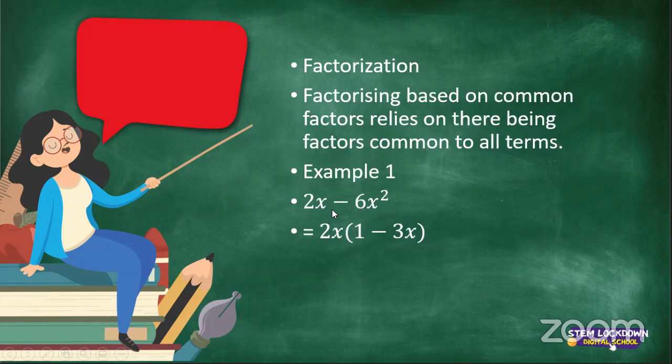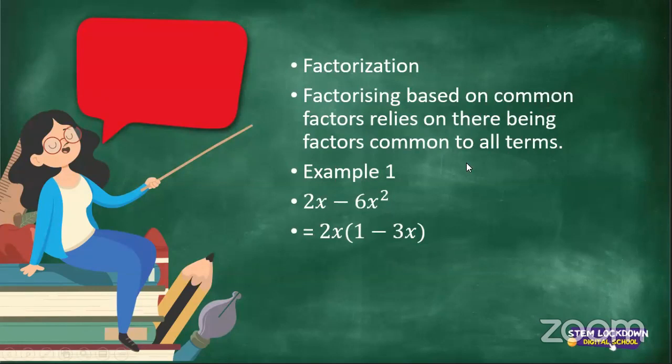Then you come to the variables. The first part has x, and the second part has x squared. So obviously, if you take out x, you'll be left with 1 there. And if you take out x here, you'll be left with x, because x times x is x squared. So basically, you'll have 2x, open bracket, 1 minus 3x. That will be your answer in as far as factorizing this expression is concerned. And of course, I'm just going to carry on with the next example, where we will also factorize the expression.